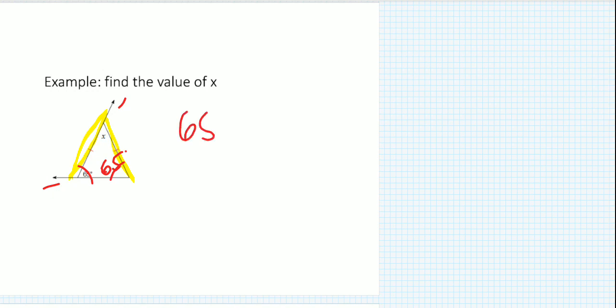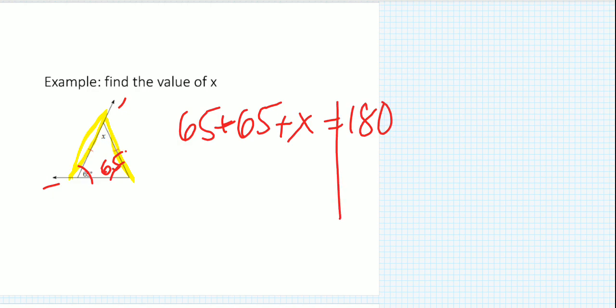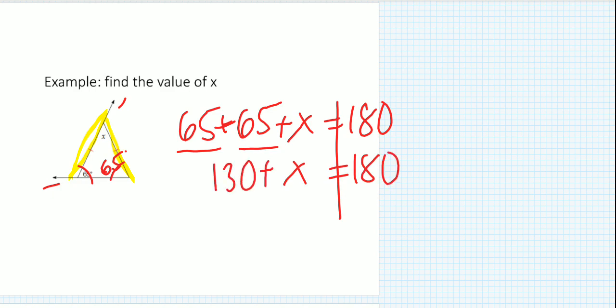It's not that it's actually anything new or different. So 65 twice, because those are the two congruent angles, and then x is equal to 180. You can go ahead and solve this super quickly. Bring down your x, bring down your 180. 65 and 65 is 130, and then we subtract on both sides, and there you go. X is equal to 50 degrees.